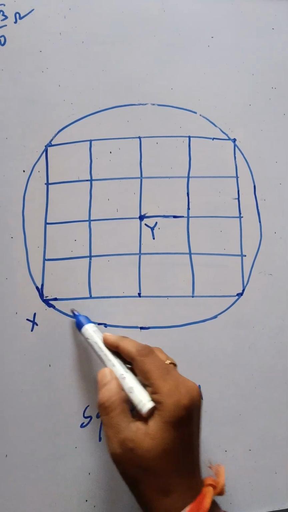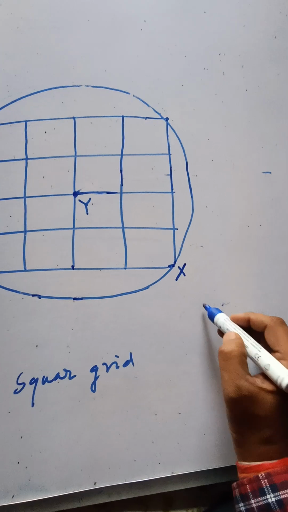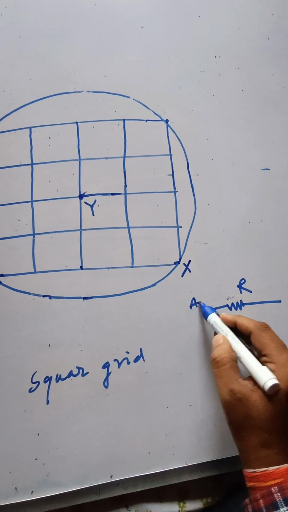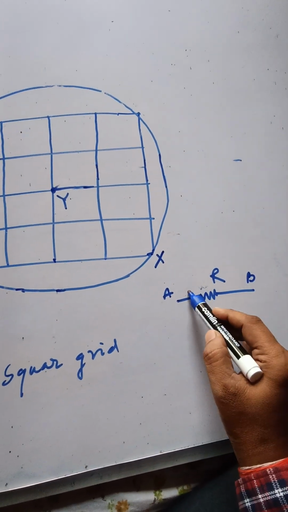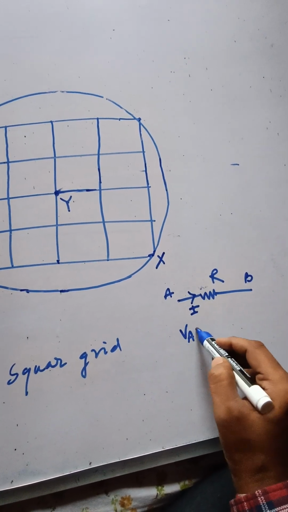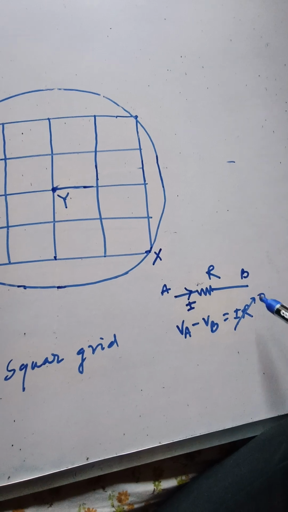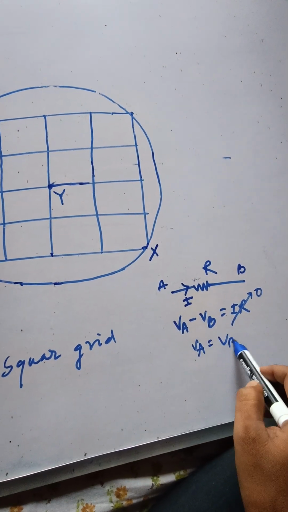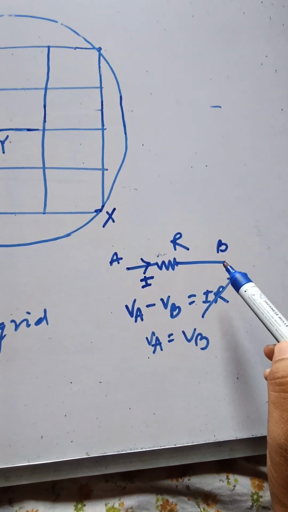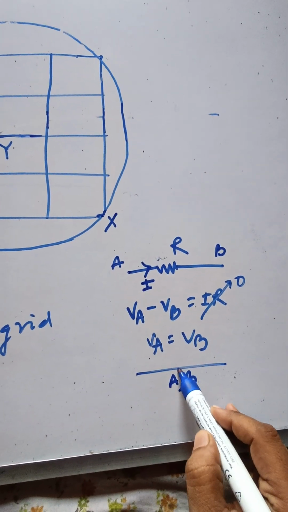If this point is X, this is resistance-less, this point is also X. How? If there is a resistance R, the point is A, this point is B. If current I is flowing from point A to B, then Ohm's law says VA minus VB equals IR. If resistance is 0, then VA equals VB. So you can call the 2 points A and B a single point. Okay, this point is A and this point is also B.